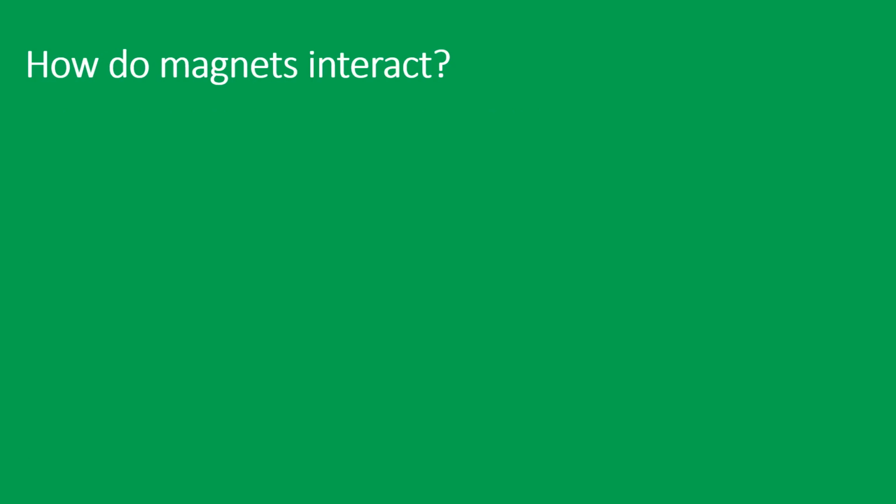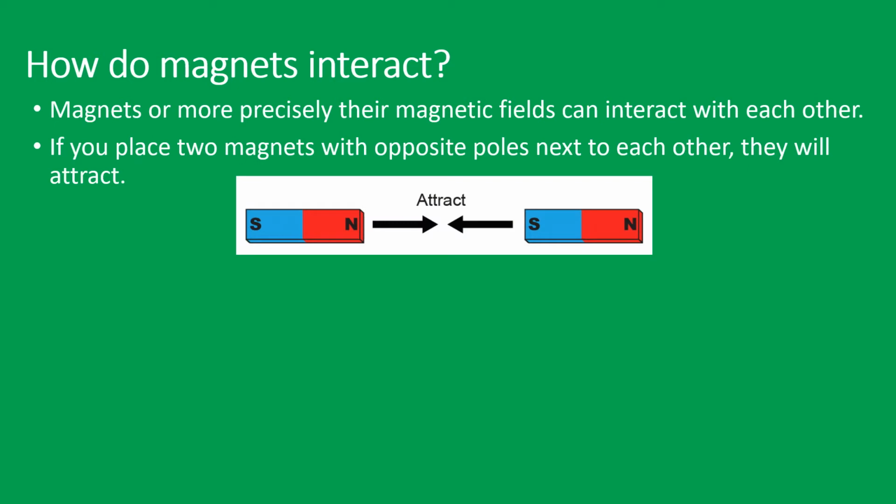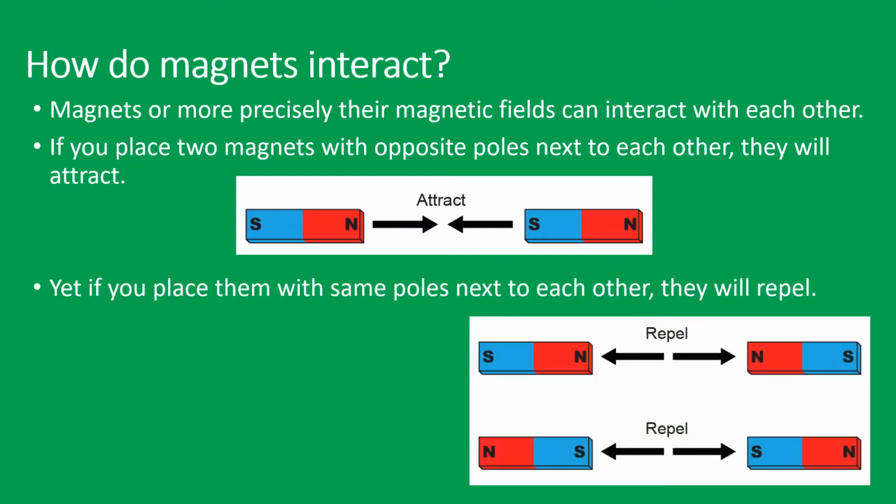How do magnets interact? Well, magnets, or more precisely their magnetic fields, can interact with each other. If you place two magnets with the opposite poles next to each other, they will attract each other. So a north and a south will attract, drawing the two magnets together. Yet if you place them with the same poles next to each other, they will repel each other. So two norths pushed together will cause a repulsion, and two souths pushed together will also cause a repulsion.